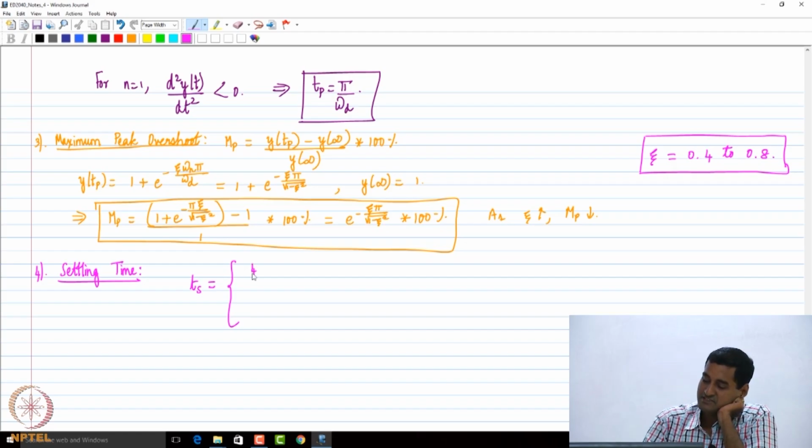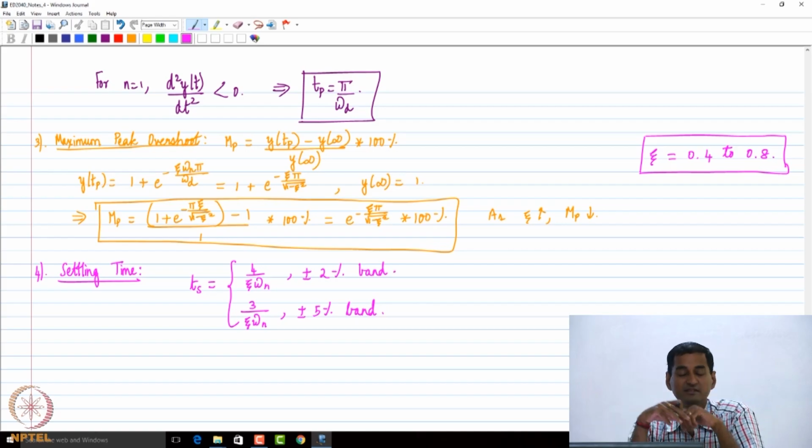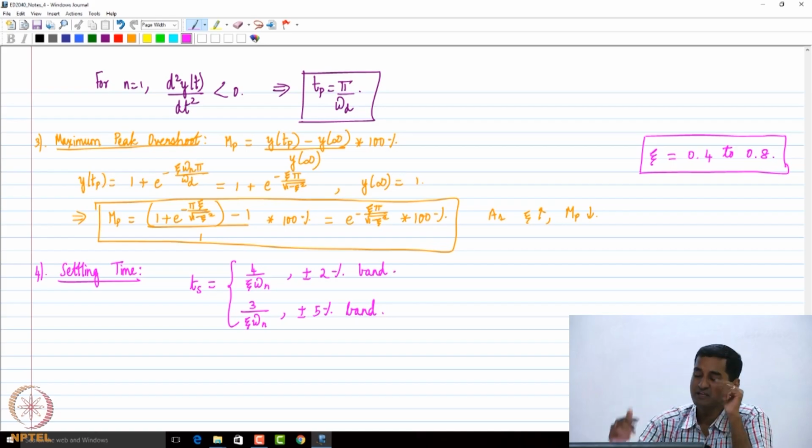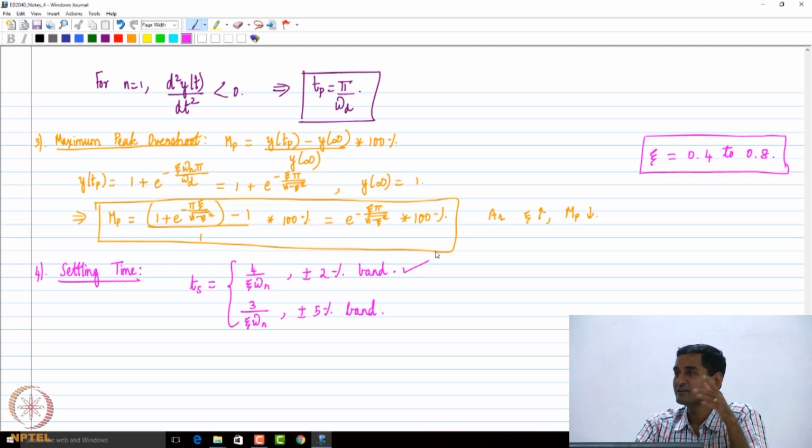So if you take a plus or minus 2% band, the expression for settling time is 4 divided by zeta omega n. If you take a 5% band, the settling time is 3 by zeta omega n. By default in this course, if I say settling time, we are dealing with the 2% band. So in all problems that we are going to do in this particular course, if ever I talk about settling time, you must automatically consider the 2% band.